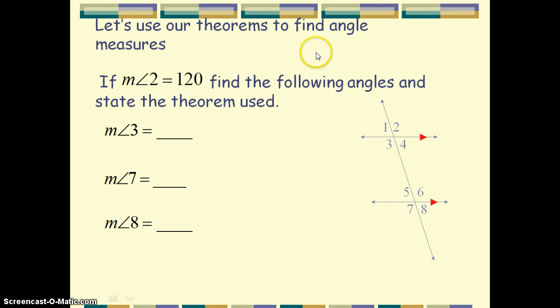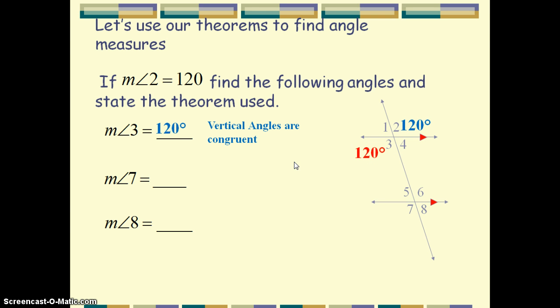So let's use those theorems to find different angle measures. In the picture on the right, if the measure of angle 2 is equal to 120 degrees, we need to find the following angles and state what theorem we used. So if angle 2 is 120, what would angle 3 be? Well, angle 3 would also be 120 degrees, and the reason why is because vertical angles are congruent.